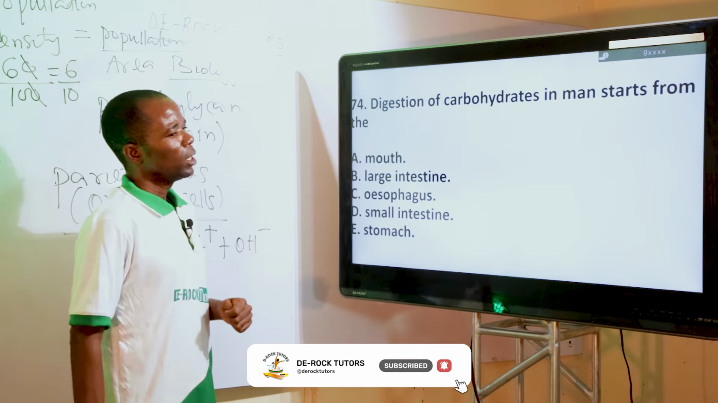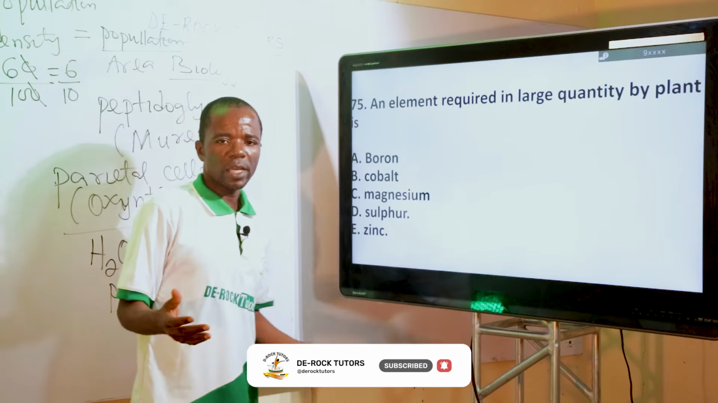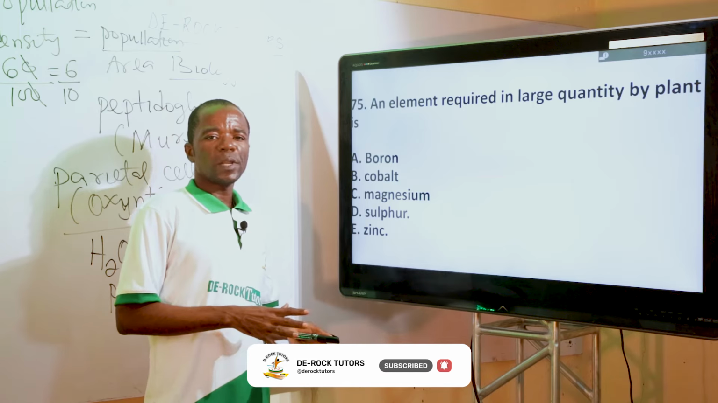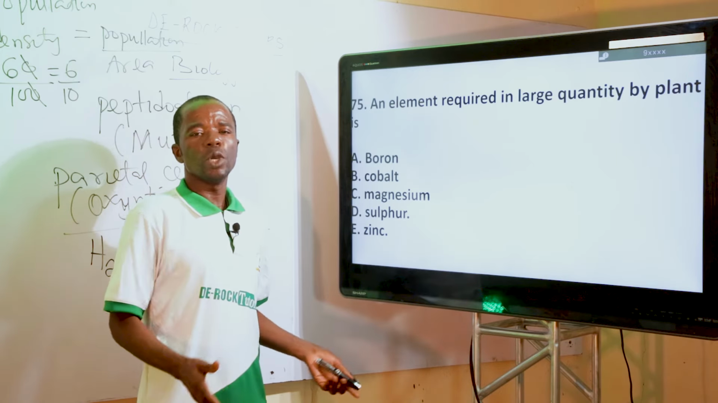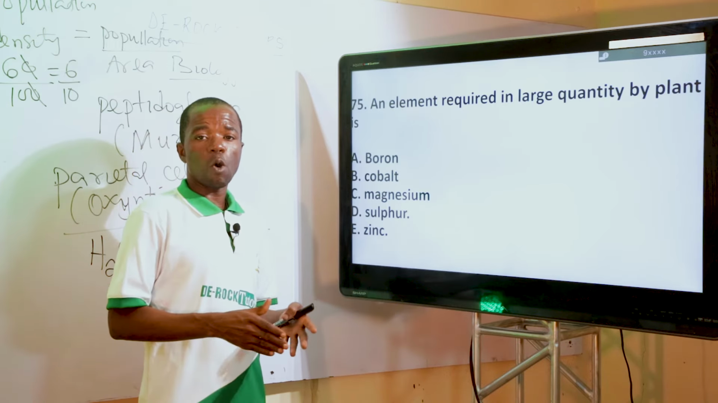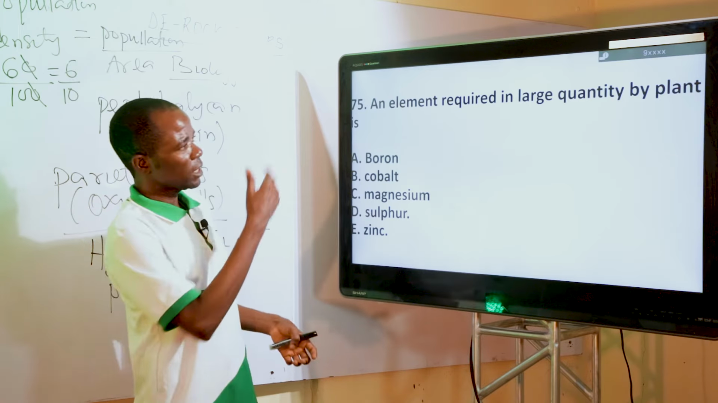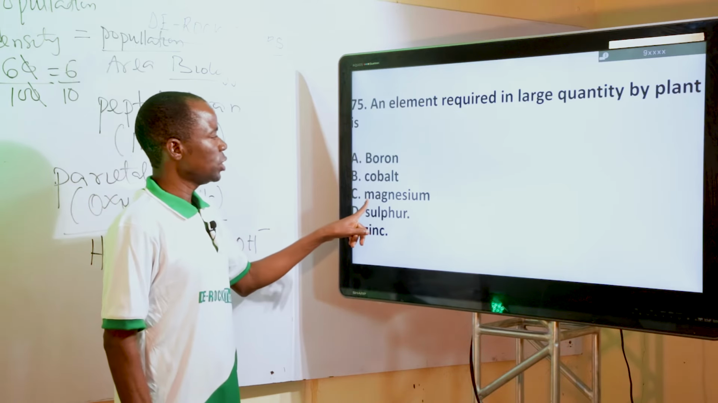Option A. Number 75. An element required in large quantity by a plant is that. Don't forget that minerals required by a plant are broken down into two depending on the quantity in which they are required. Minerals required by a plant in large quantity are called macro minerals, and that is what the question here is asking us. And the correct answer here is magnesium.